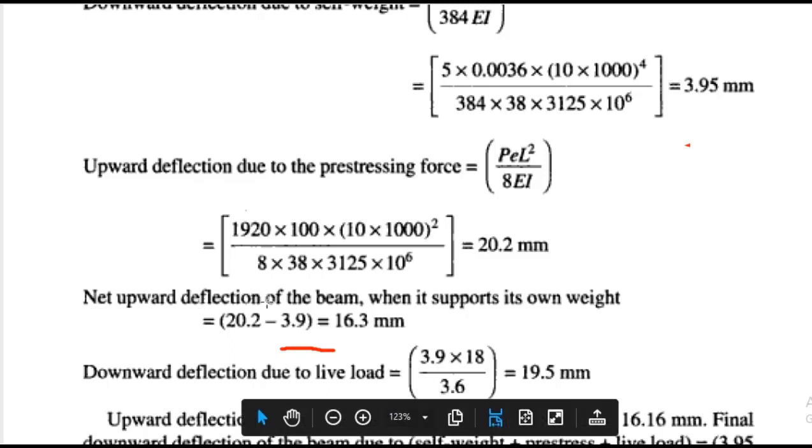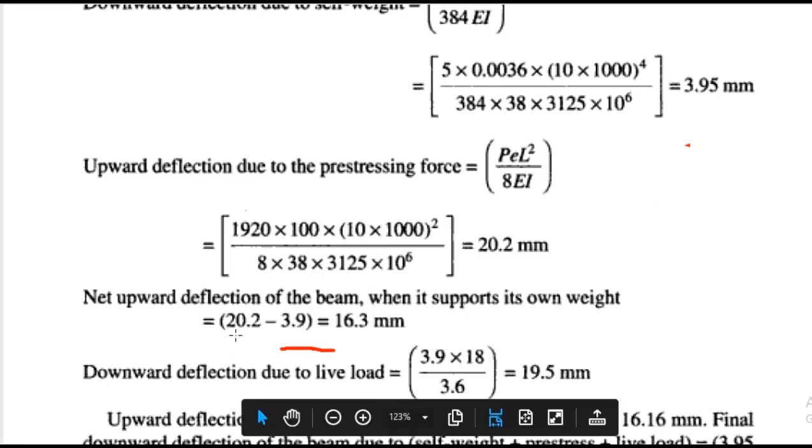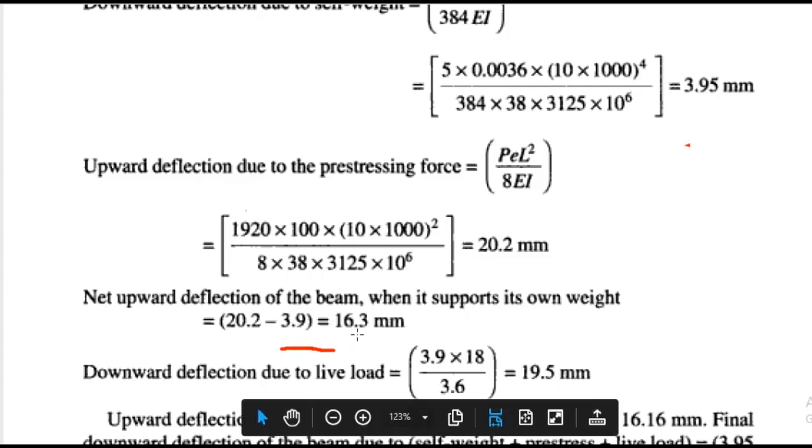Now, the net deflection of the beam when it supports its own weight, we have to calculate at the support. That is nothing but the upward deflection minus the downward deflection. Combining the upward deflection due to pre-stressing and the downward deflection due to self-weight, the resultant deflection is 16.3 mm.